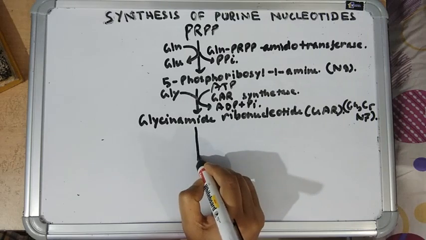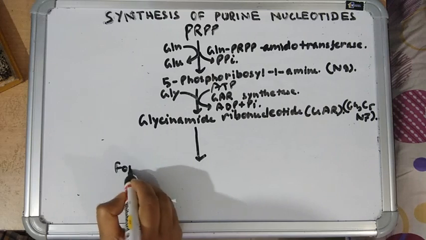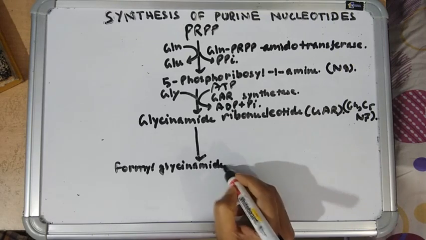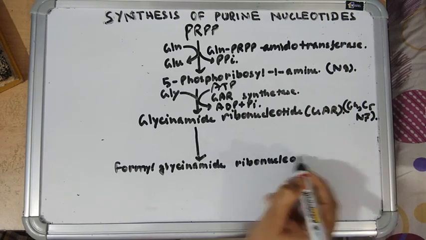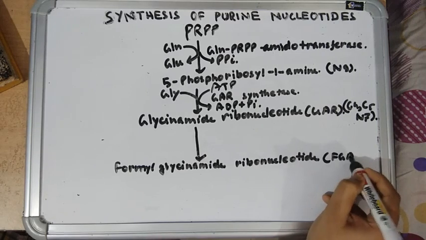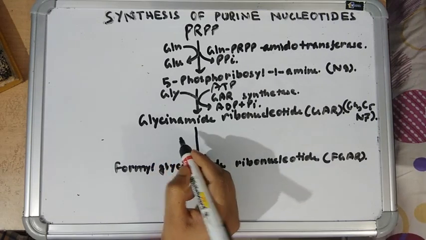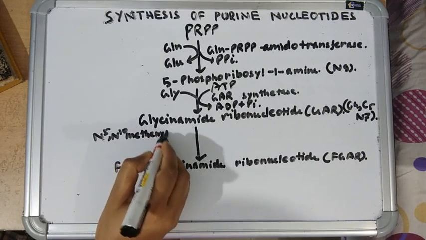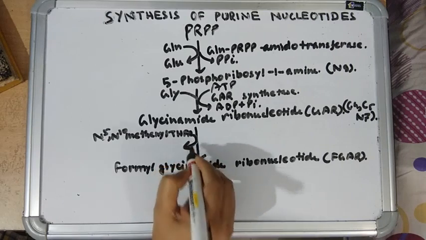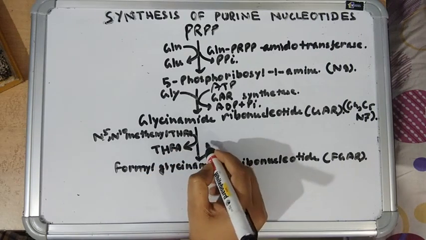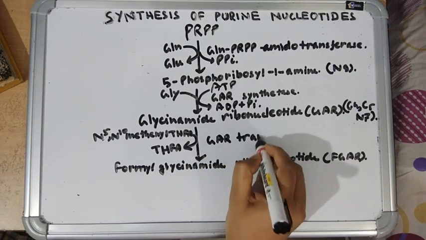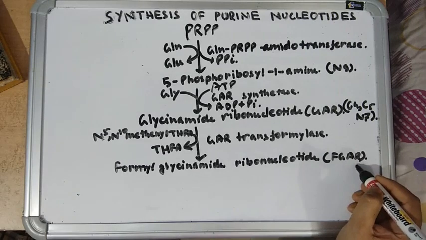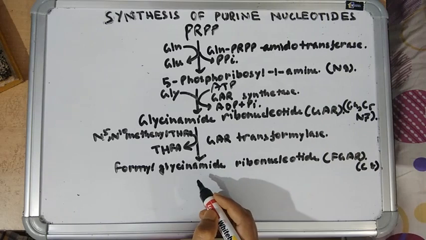Now this GAR is converted into formyl glycinamide ribonucleotide or FGAR by transfer of the formyl group from N5, N10 methenyl tetrahydrofolic acid, and the enzyme is GAR transformylase. Here the C8 atom is added in this step.